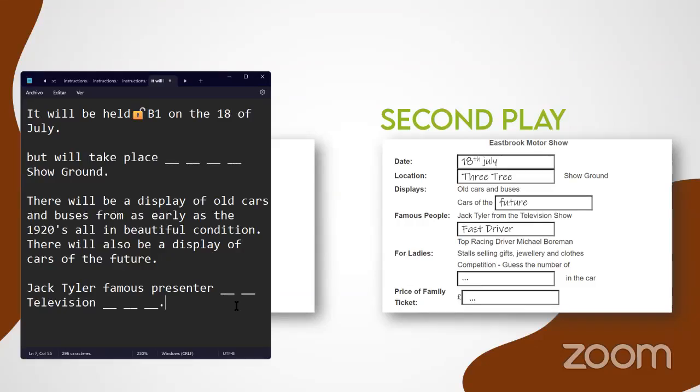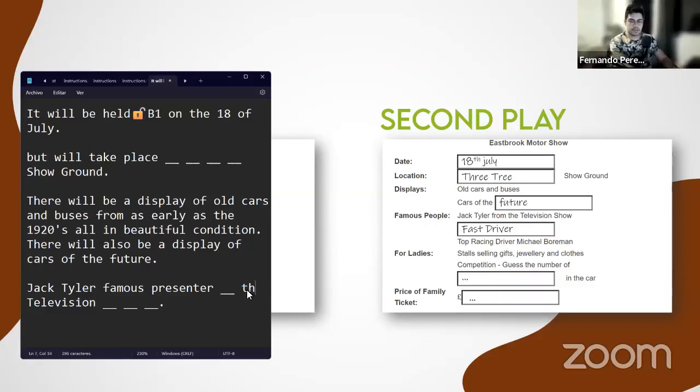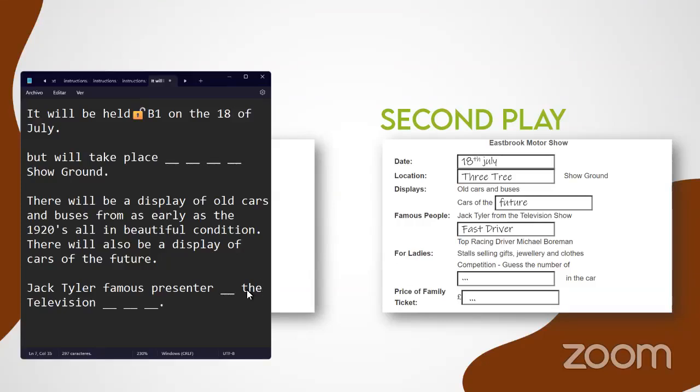Presenter is correct, but that's not a connector. On the television? You already said on. English, present at the. No, that's impossible. We cannot use at because it's not a specific location.